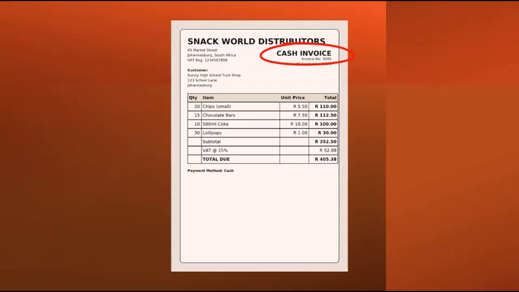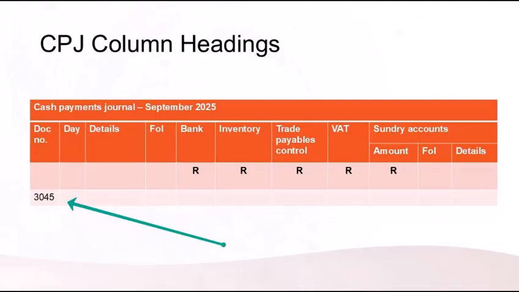So that is the information we need for our document number column. Okay, so in our cash payments journal, in our first column, the document number column, we record 3045. Our next column is the day column.